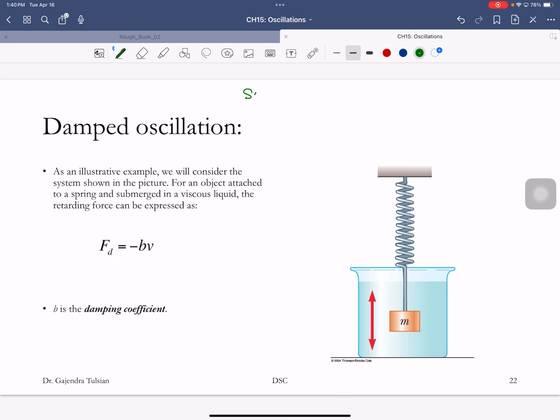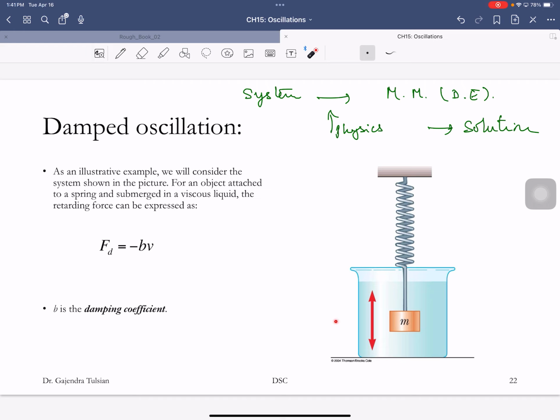All right, again, what are our ideas? You have your system, you get a physical principle, you apply a physics law, you come up with a mathematical model, which is generally a differential equation, and then you solve for the solution. So we have our very simple recipe. Okay. So here's our system. We'll apply Newton's second law, F equals ma. Come up with the mathematical model.